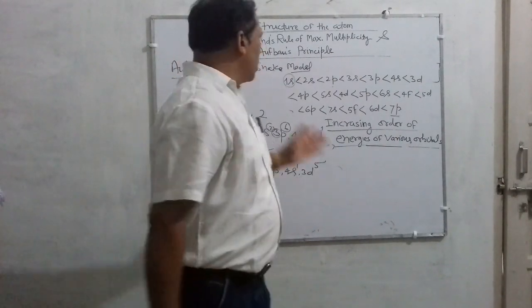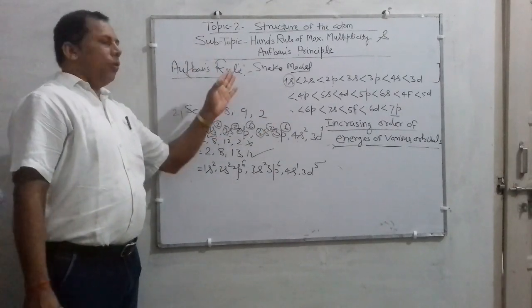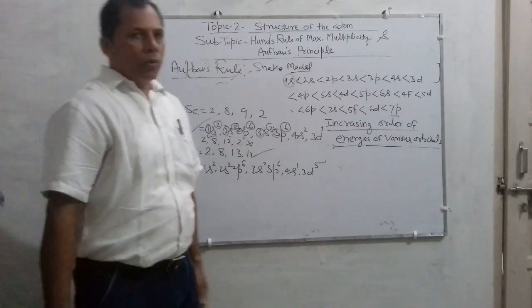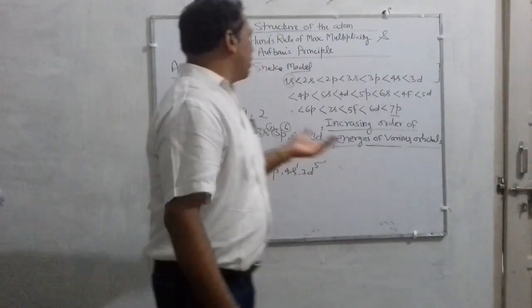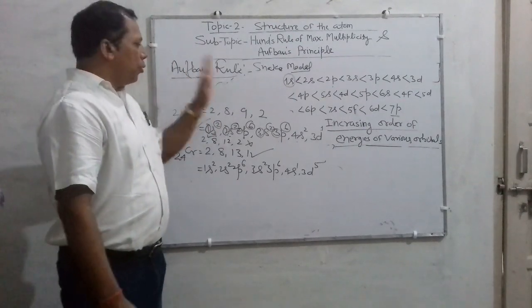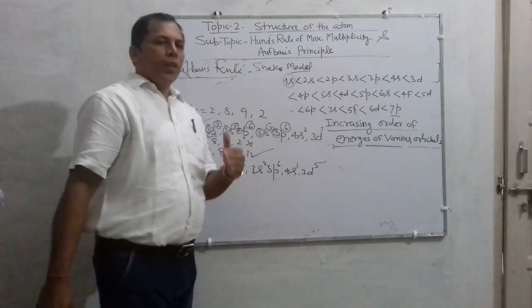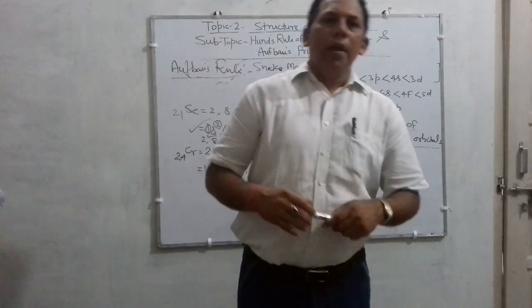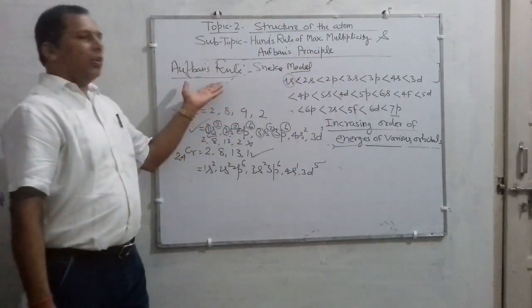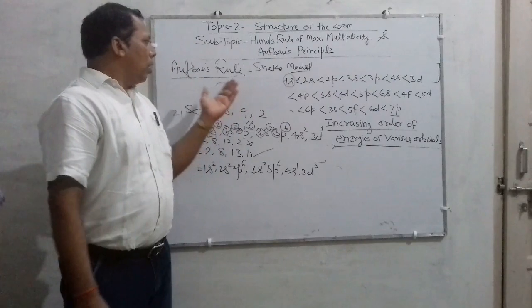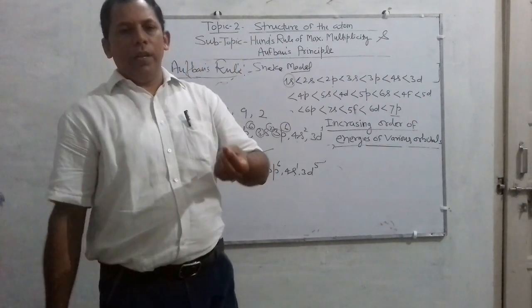Do more practice to write the electronic configuration in this order. Know the rules, the Hund rule and the Aufbau rule, and also remember all the quantum numbers, and then you will be in a position to understand the facts better. So students, this chapter has been completed now, in a very simple and easy way.